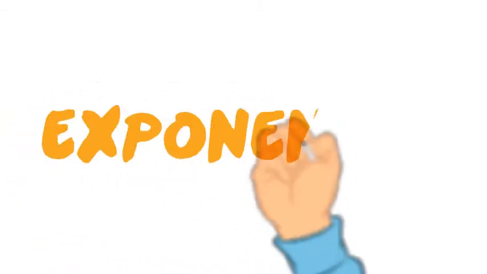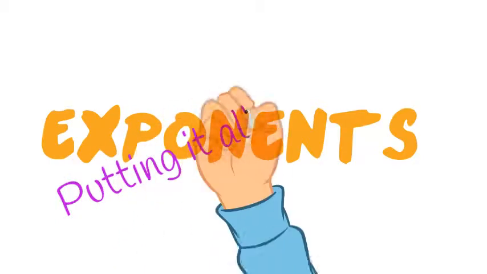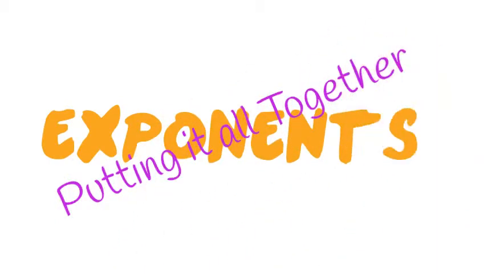In this video, we're going to talk about exponents and putting it all together to solve complicated problems. While there are many ways to solve these problems, here's one way that will always work. Start by eliminating any terms with zero exponents. That's because a zero exponent makes it have a value of 1.